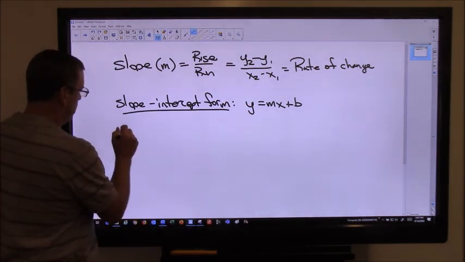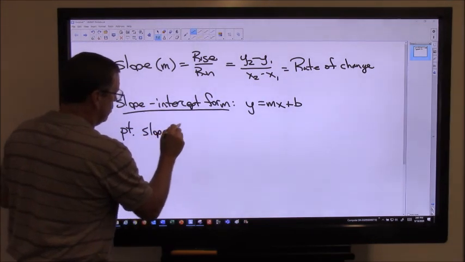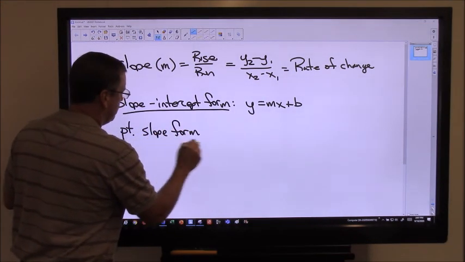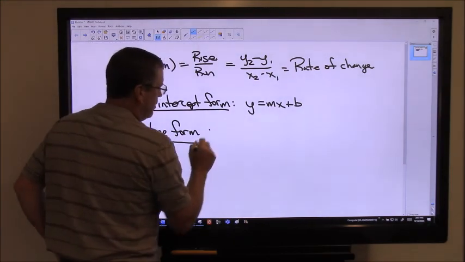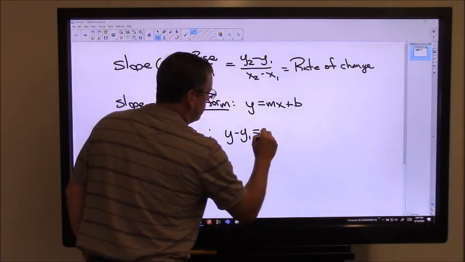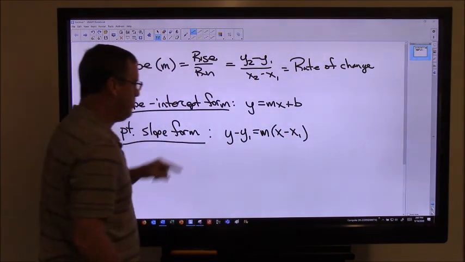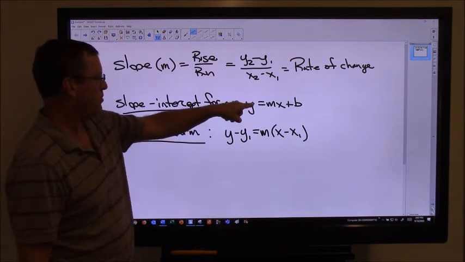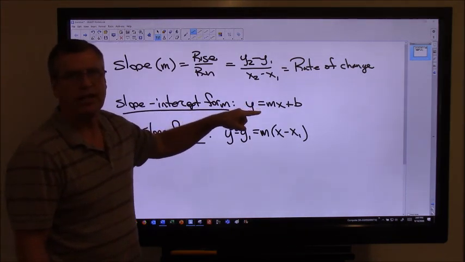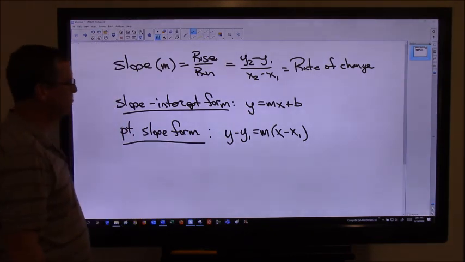Another form is the point slope form. And that is y minus y1 equals m times x minus x sub 1. I'm going to start with this and work my way towards this one. And again, the only reason is I found that fewer people make mistakes when they do that.